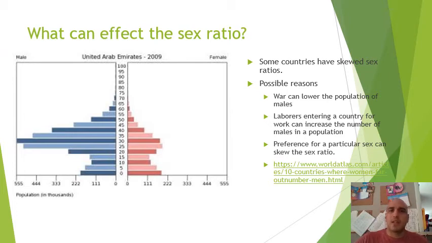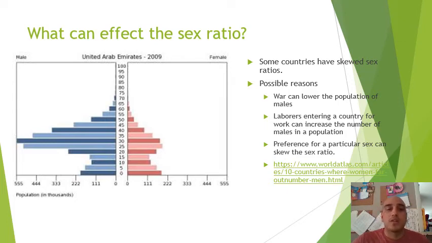Okay, what can affect the sex ratio of a given country? So here's another age structure diagram, and notice that we have significantly more males than females in the United Arab Emirates, and this was taken in 2009. I did some research on this, and a lot of people go to the United Arab Emirates for work. While they go for work, most of these are males, they're laborers, and the large makeup of the population are immigrants going there for work. And so you could see a skewed ratio where you have far more males than females in a given country like this.